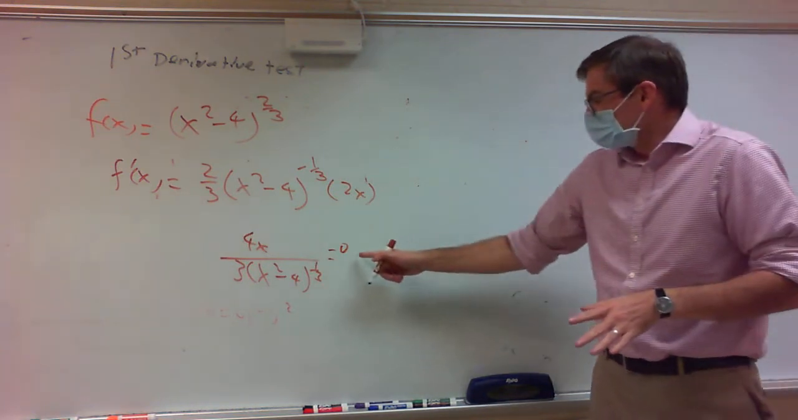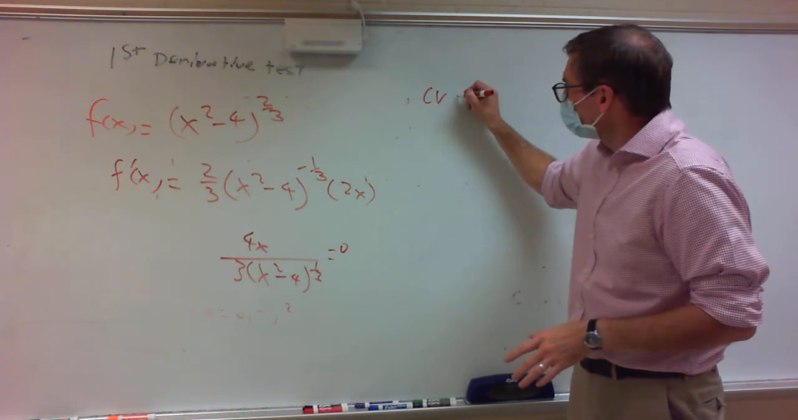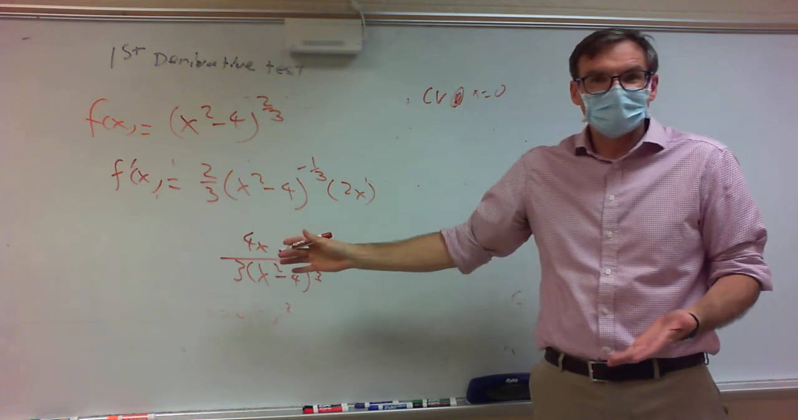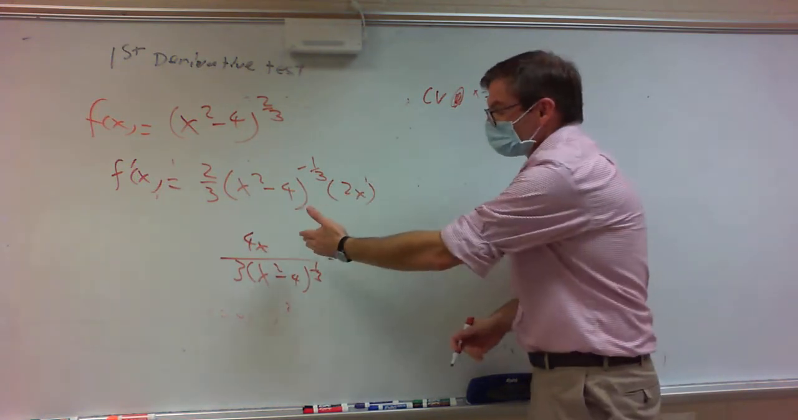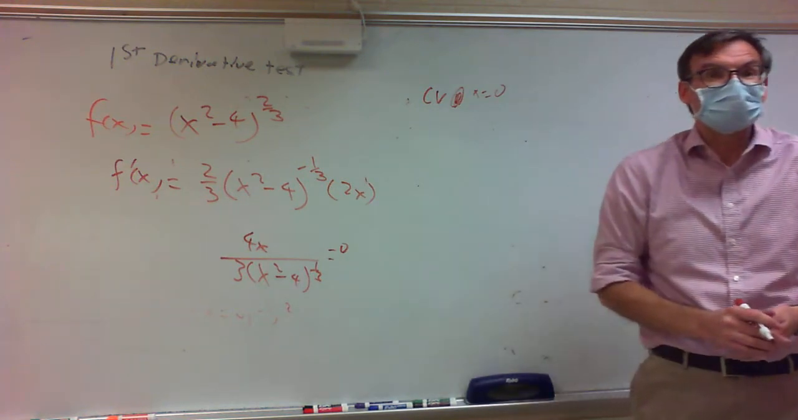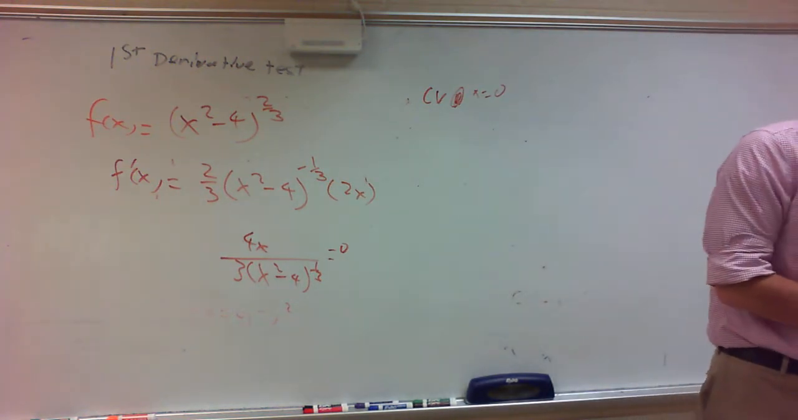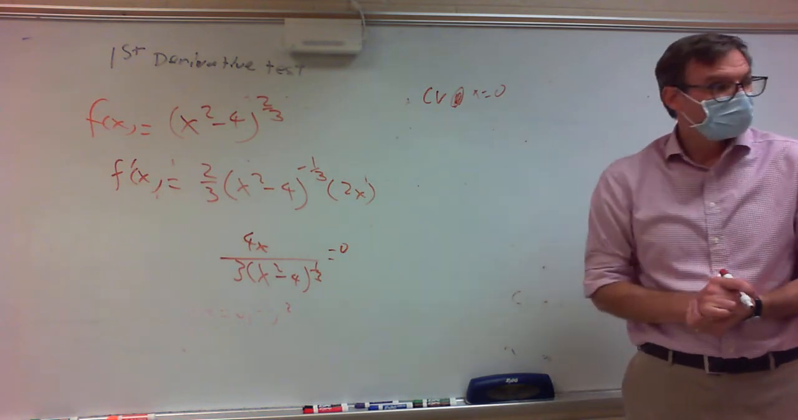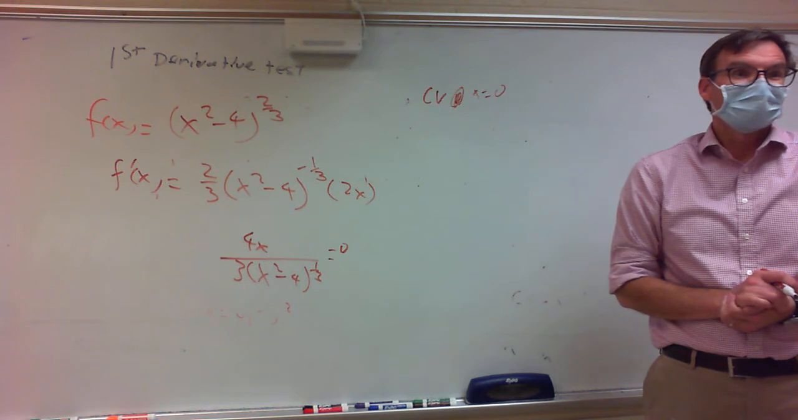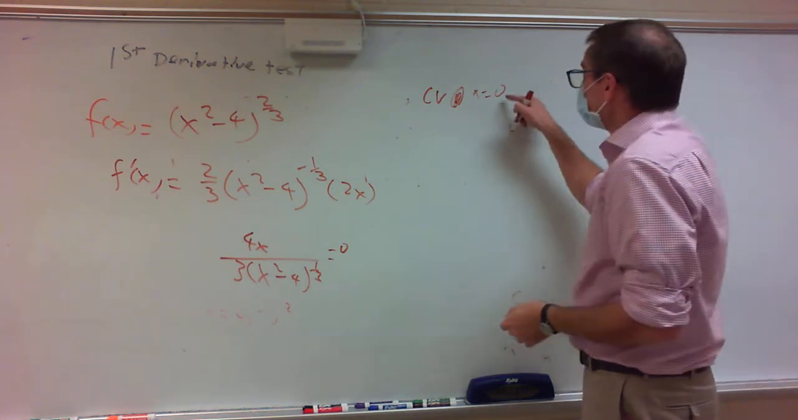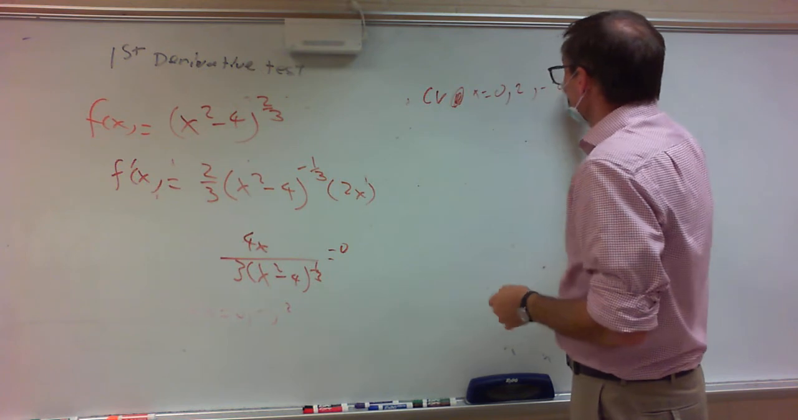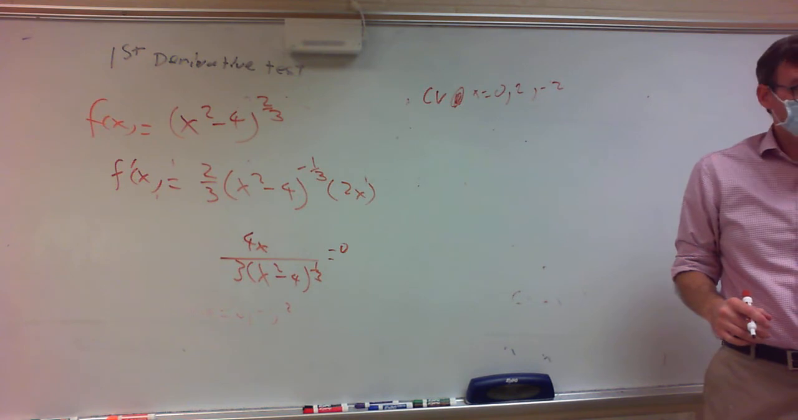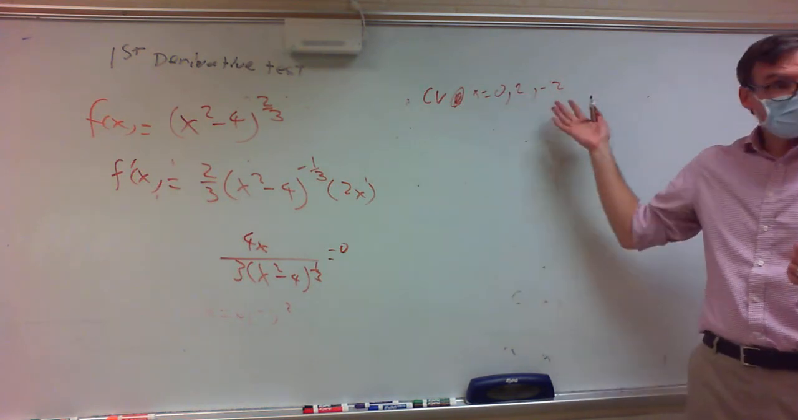We're going to get a critical value at x equals 0, because that's where the top equals 0. If you have a fraction and want to know where it equals 0, you care where the top is 0. If I want to know where it's undefined, I want the bottom to be 0. And where's the bottom 0? 2 and -2. So I have critical values at 0, 2, and -2. Everybody see how I got those? Yes. Those are our critical values.